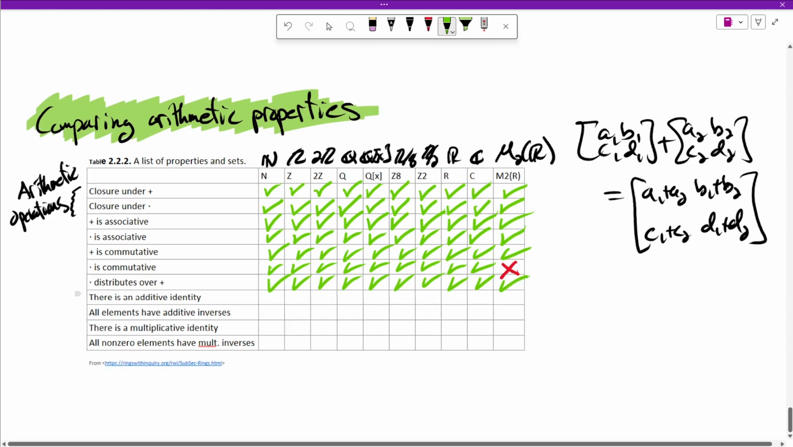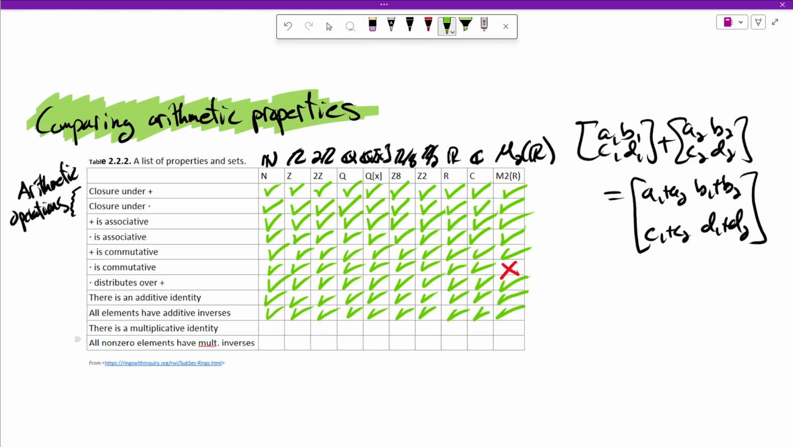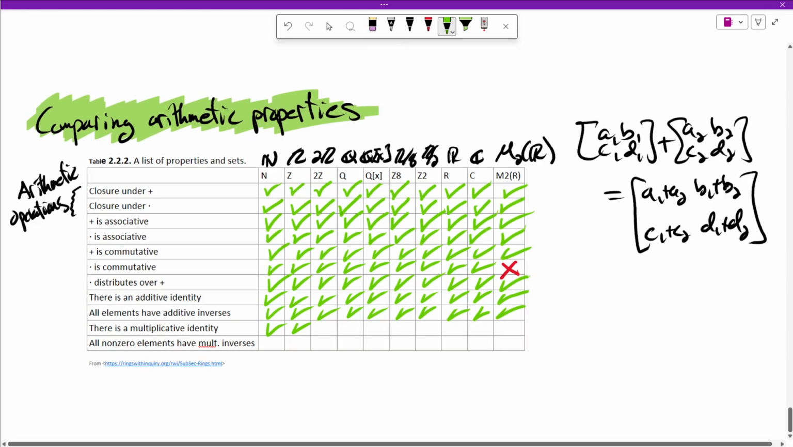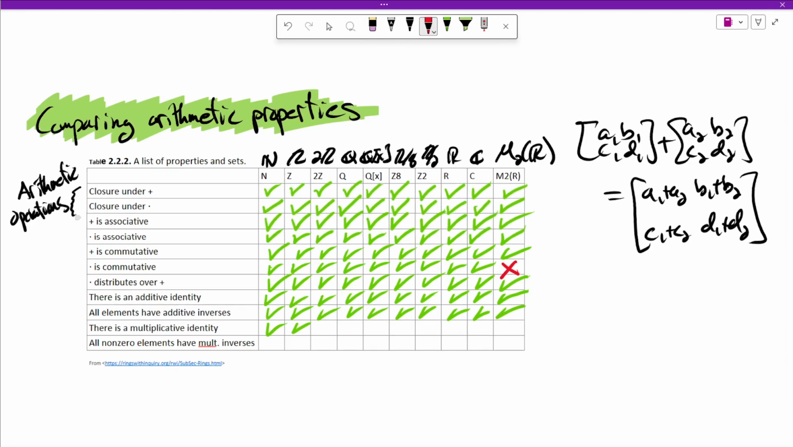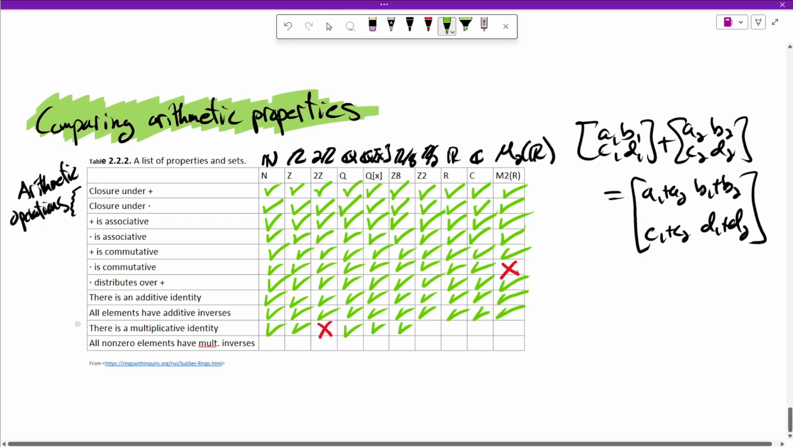There is an additive identity. Yep, for all of them. All elements have additive inverses. Yep. There's a lot of greens here. It's because arithmetic is ubiquitous that there are a lot of greens here. There's a multiplicative identity. Yes, yes, no. The multiplicative identity should be 1, but we're in even integer land. So no. And then we have yes for the rest, and then the identity matrix, of course.